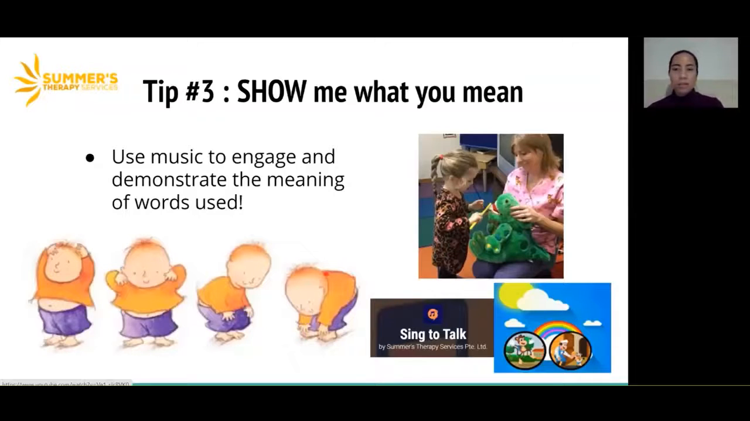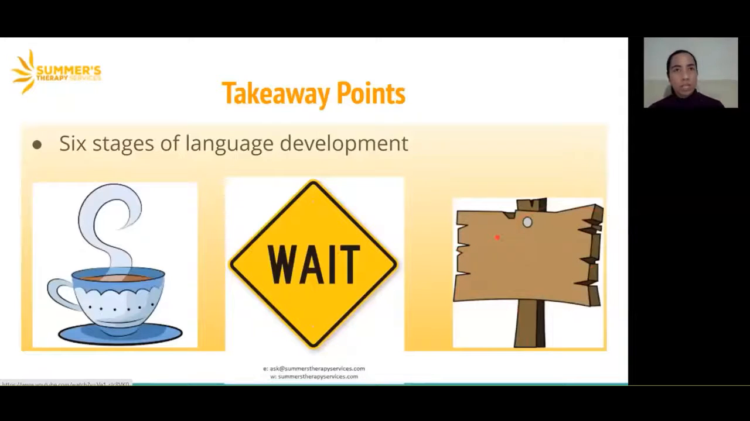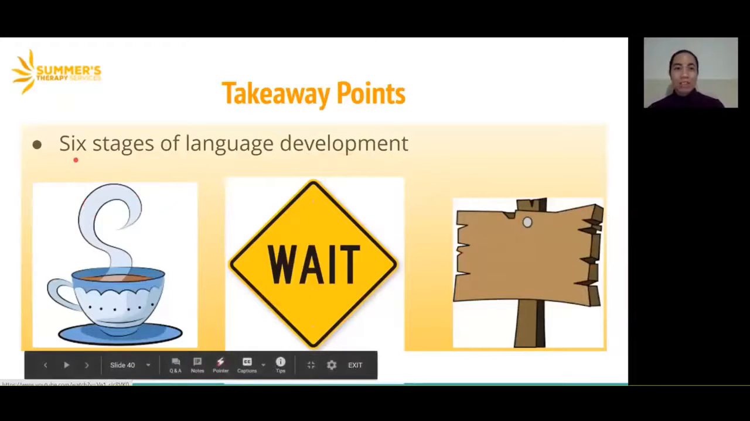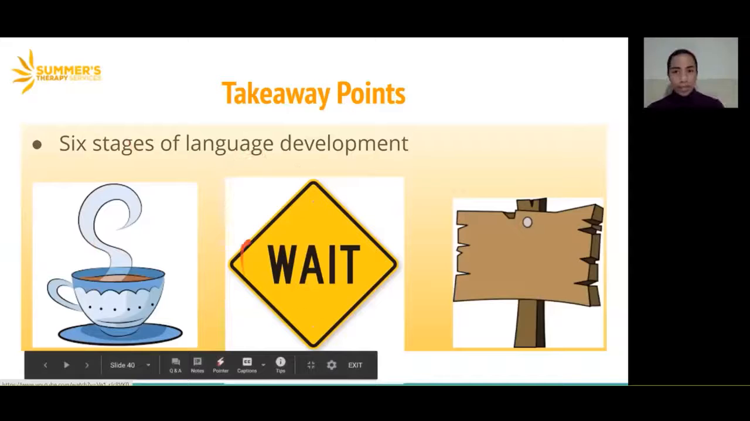So the thing here to take note is you want to show them what you mean via different means, visually, via actions, through music. So our takeaway points for today is the 6 stages of language development. Know which stage your child is at, and then move them up to the next stage according to their stage, not according to their age. And then take note if there is anything to monitor, 3 months, give or take, according to the milestones. And of course, what we came here for, the 3 top tips: model language for them, wait and give them opportunities, and show them in different ways what you mean when you say something.